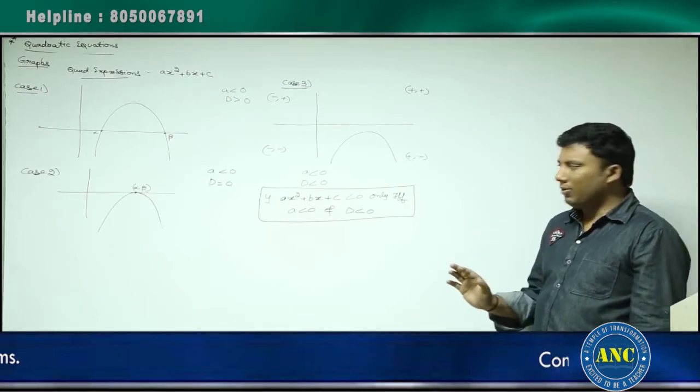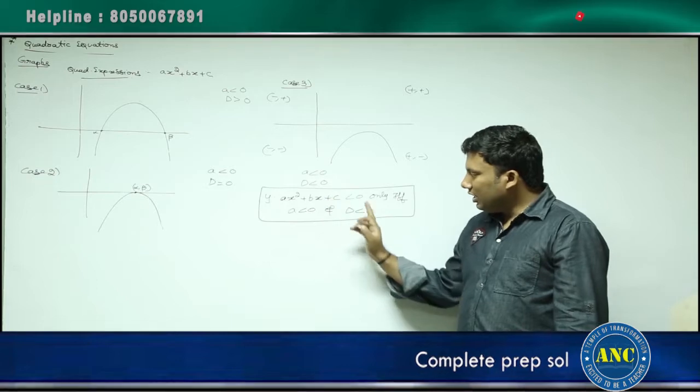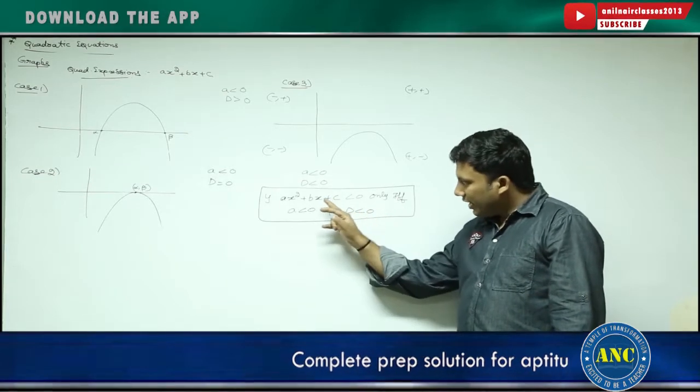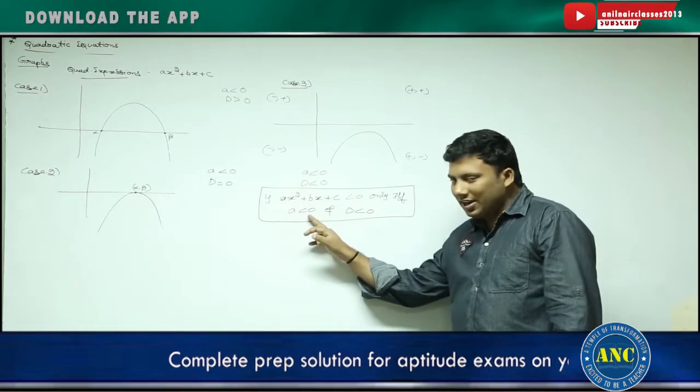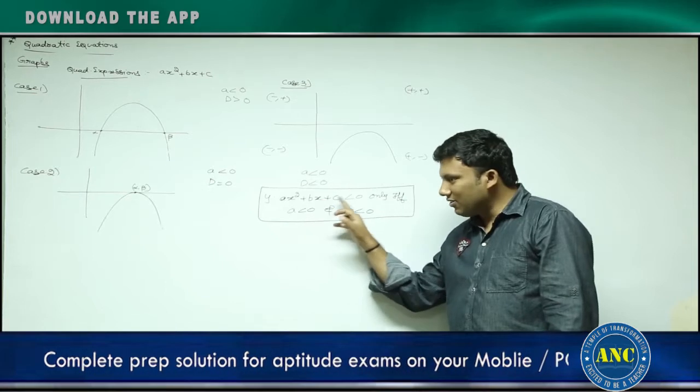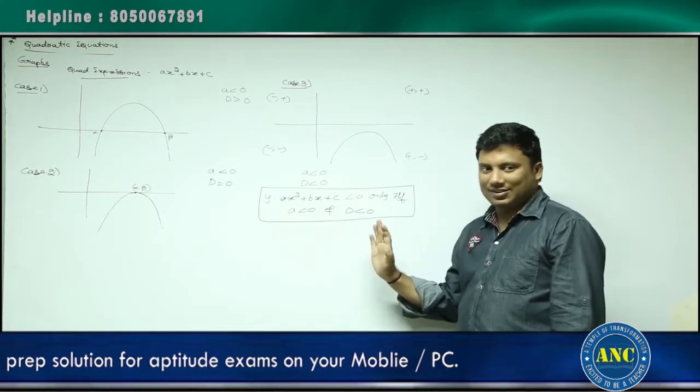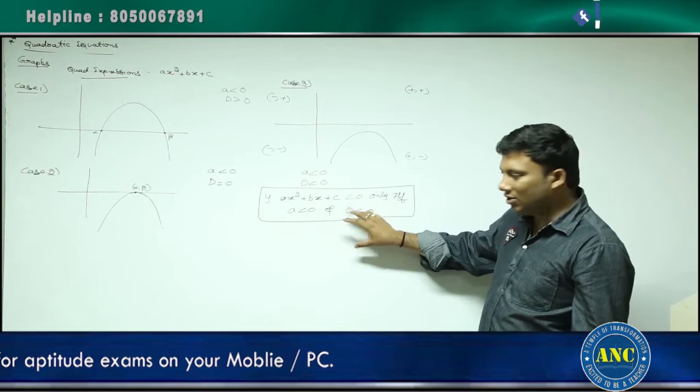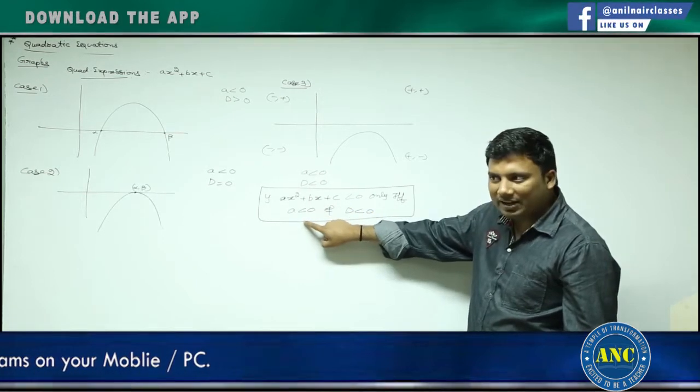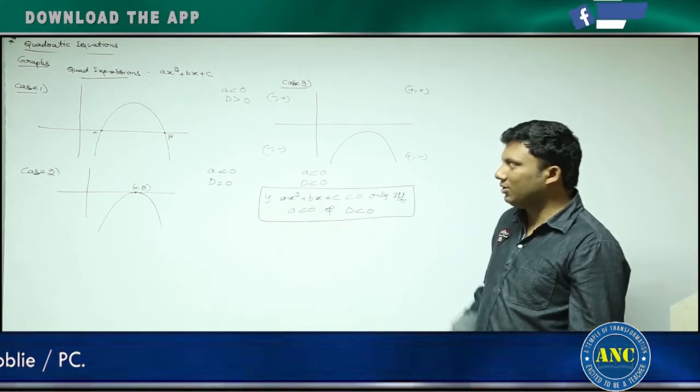See, a simple way to remember: D is always less than 0. The expression will be greater than 0 if A is greater than 0. The expression will be less than 0 when A is less than 0. D will always be less than 0. If this is greater, this will be greater. If this is less, this will also be less.